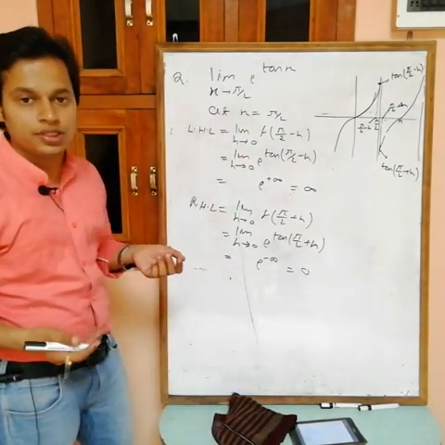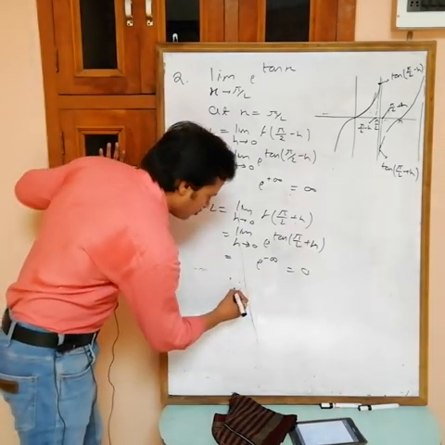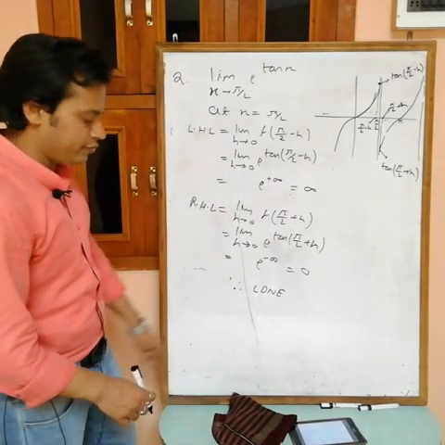Now again, LHL is not equal to RHL, and also LHL is infinity. Okay, so the limit does not exist. Therefore, the limit does not exist. Okay, right now.